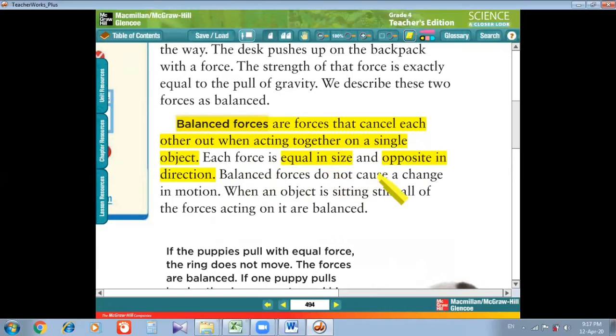Balanced forces do not cause a change in motion. Why? Because they are balanced. They are cancelling out each other, so the object will not move. There will be no change in its motion. When an object is sitting still, all the forces acting on it are balanced.